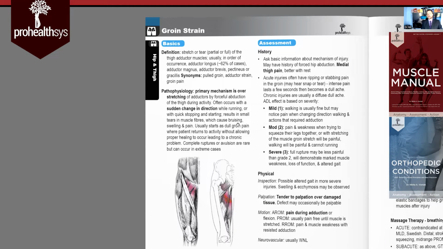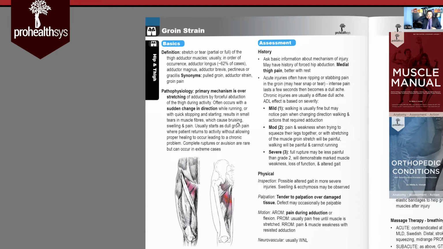So basically the primary mechanism is overstretching. You've reached the structural limit of the tissue. It can't handle it anymore and it tears apart a little bit. The problem for these conditions though, is that they become chronic issues for players. They get this one injury and then they have this chronic groin pain associated with it. And we're trying to prevent the chronicity of this condition.